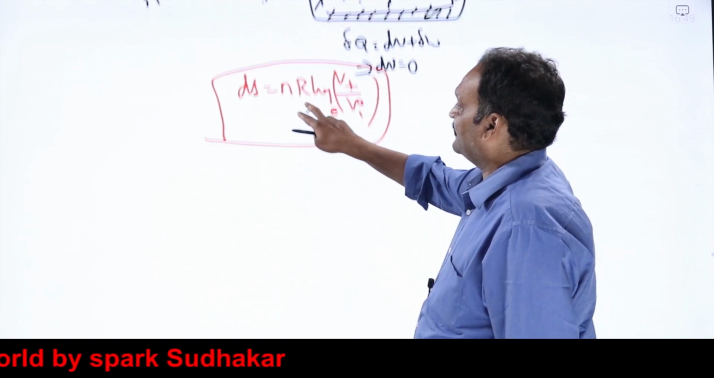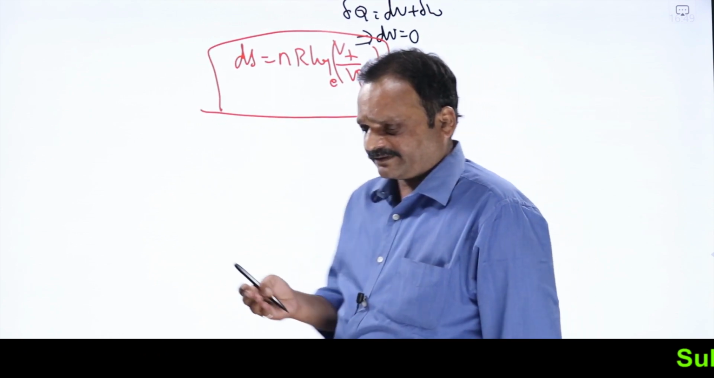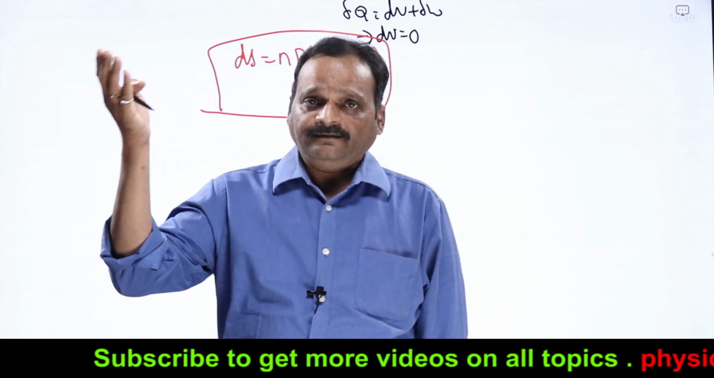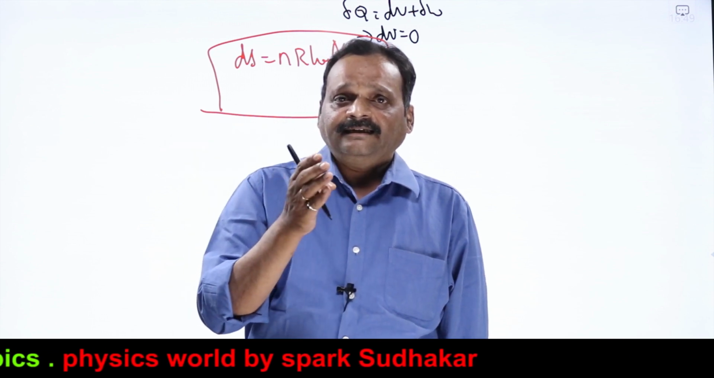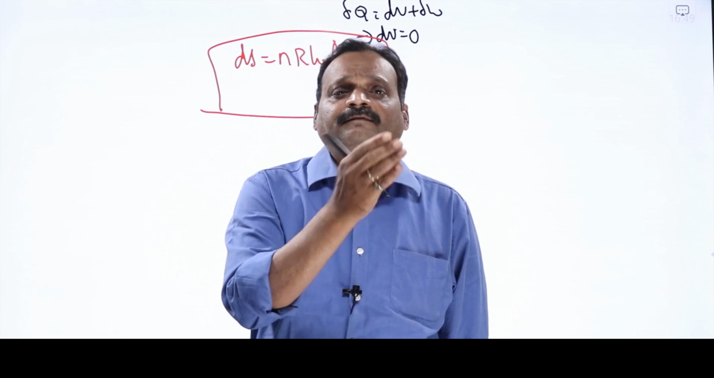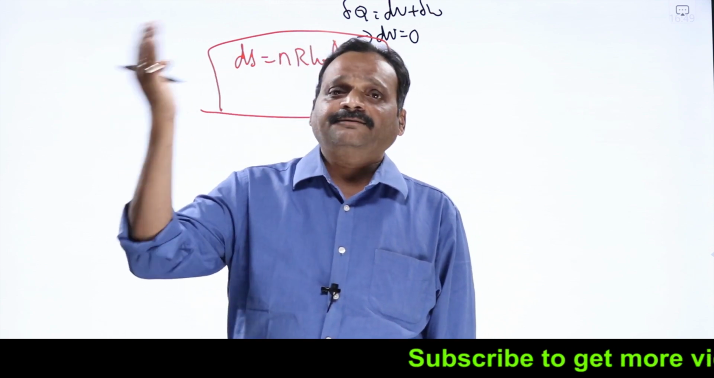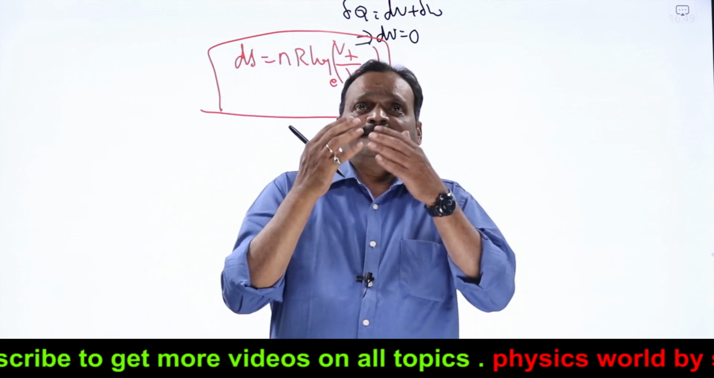Now, next one, change in entropy in phase change. There are changes called first order phase changes. There are changes of phase from solid state to liquid phase, or liquid to gaseous phase. Phase changes mean the system is going from one phase to another phase, solid to liquid to gaseous, like that.